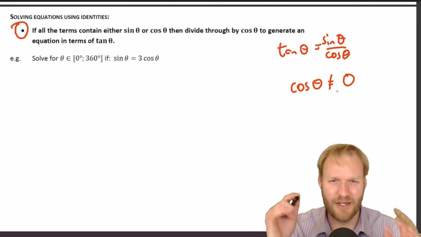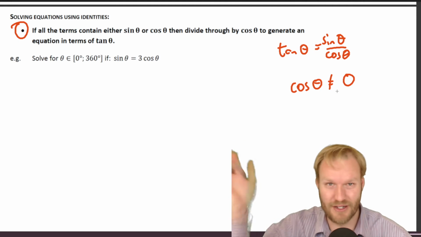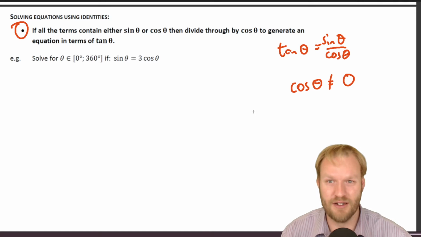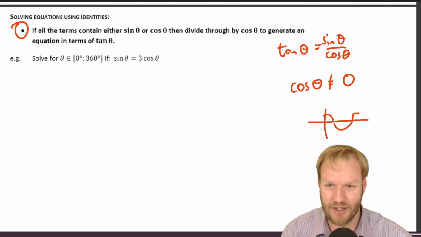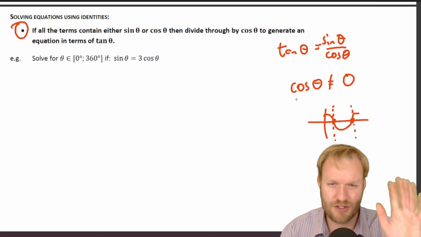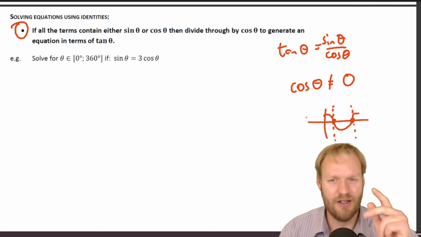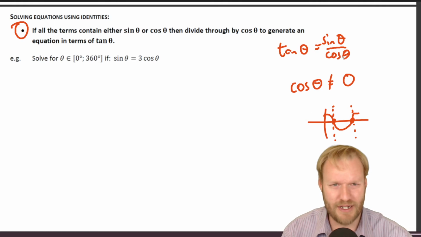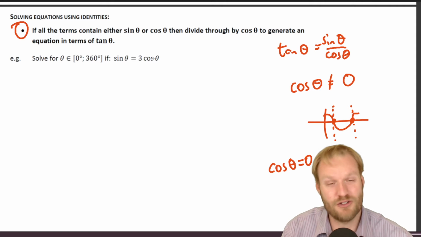Which helps us understand those asymptotes at 90 degrees and 270, because cos of 90 is 0, so if you're drawing tan, there will be an asymptote there, and cos is 0 at 270, so for tan there would be an asymptote. This is a quick aside, but a useful one: we can't divide our whole equation by 0, but cos theta equals 0 is not going to be a solution of this equation, so that's fine.